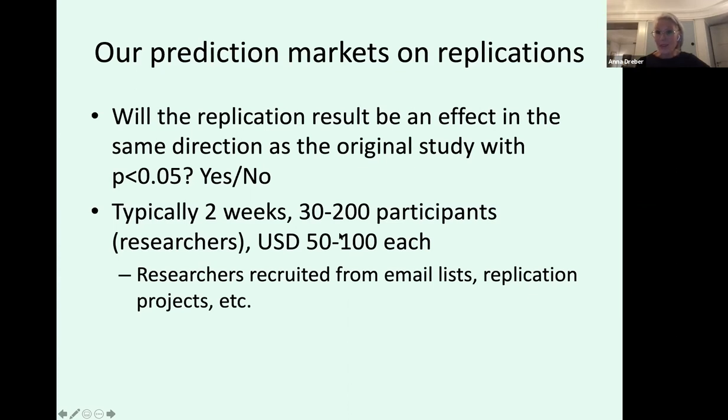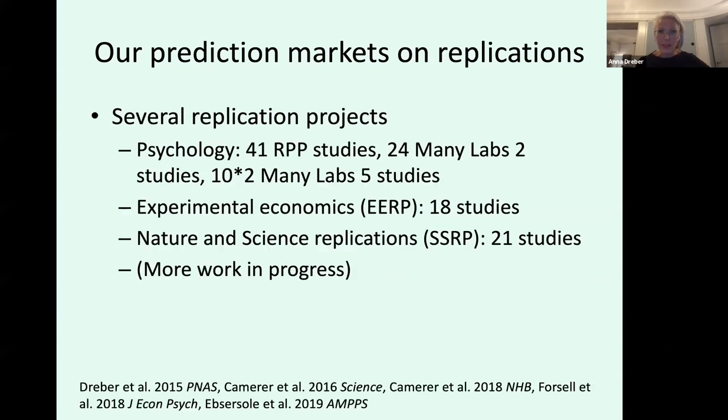So we are not asking people to put their own money on the table. We're giving them $50 to $100 each that they can then use to trade on these replications. And we recruit researchers mainly through email lists, replication projects, and similar things.